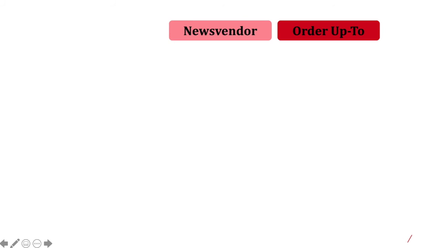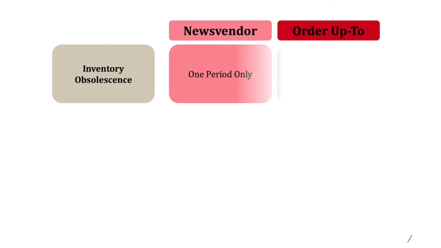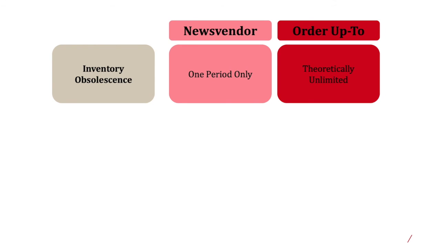Now that we have had a closer look at the order up to model, it is time to compare and differentiate it with another model that is also used for inventory with uncertain future demand. It is called the newsvendor model. While the basis of both models is the same, there do exist some differences. Firstly, the newsvendor model is specially designed to focus on perishable goods that only last for one period, whereas in the order up to model, the goods are theoretically unperishable.